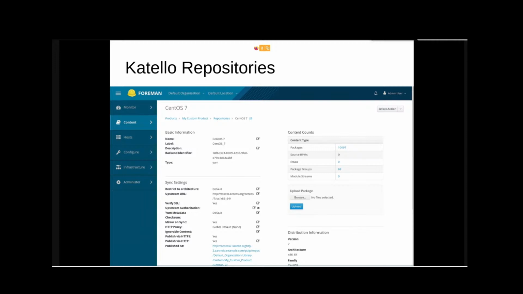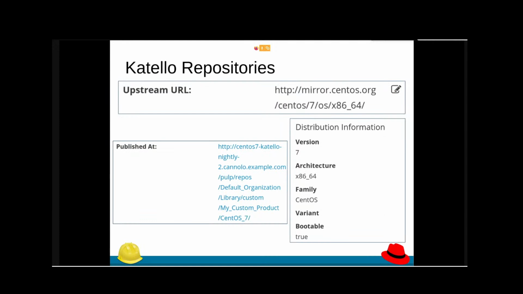And actually, let me zoom in a bit here on some interesting stuff. Here we have the upstream URL. That's the URL that you're syncing from. We have the published at URL, which is the URL that your hosts will consume the published content from. If you click on that, the directories and the packages should look just the same as you would see them in the upstream URL. So it's your local mirror.